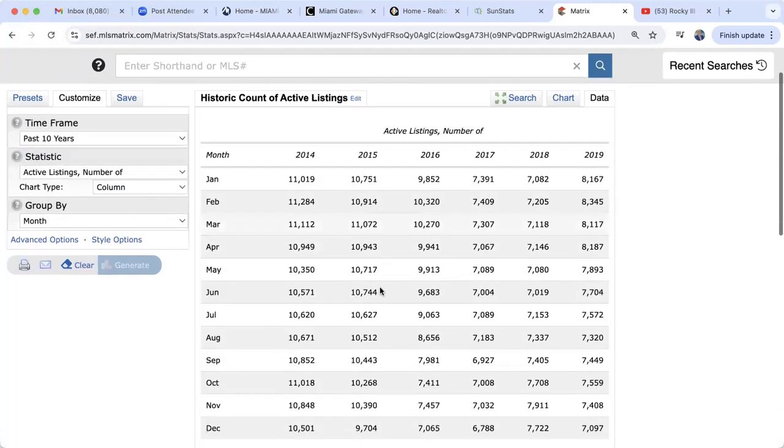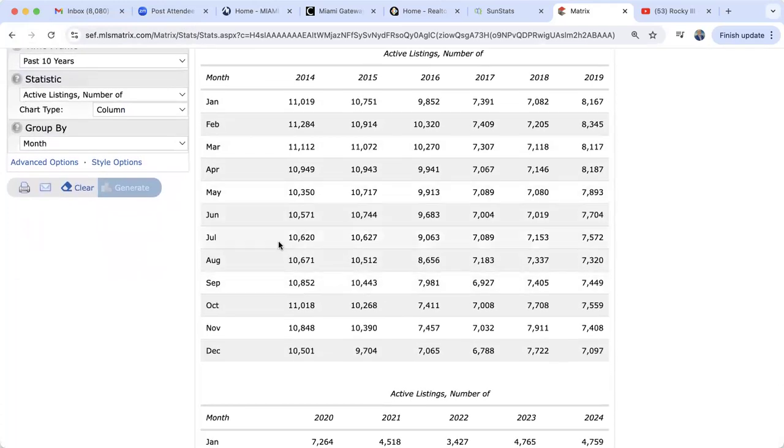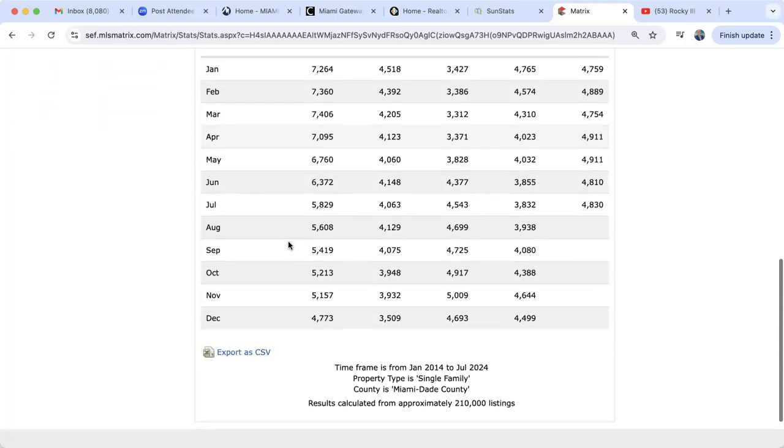So let's now go back to July. In July of 2024, we were looking at 10,620 active listings. We are now at 4,800 active listings. So guys, that's about a 50% decrease in active listings. So again, we have a lot less active inventory today than what we had 10 years ago.